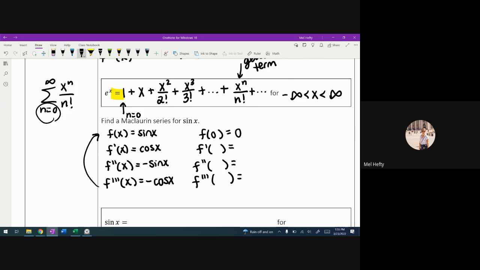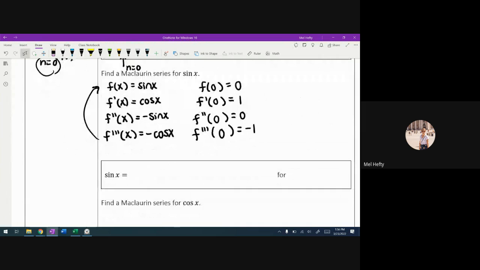Yeah. All right, save it, because what's cosine of 0? What's negative sine of 0? 0. What's negative cosine of 0? Negative 1.